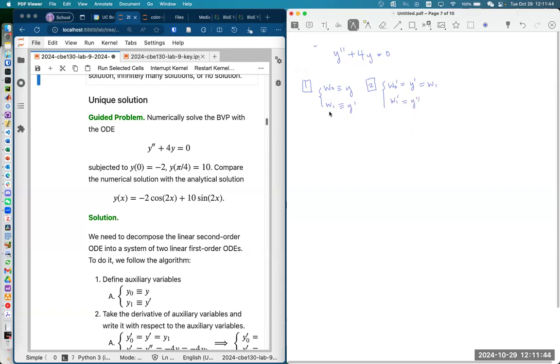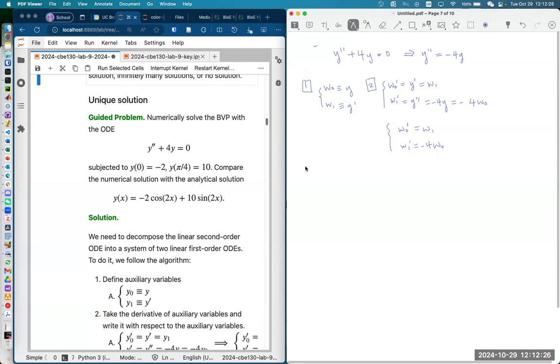But we don't have y double prime defined in terms of W. What we can do is rewrite the original ODE in terms of y double prime. Move 4y to the right, and we have y double prime equal to minus 4y. We want to rewrite the y in terms of W, and y is already defined as W0, so we have minus 4 W0. So we have the system: W0 prime is equal to W1, and W1 prime is equal to minus 4 W0.